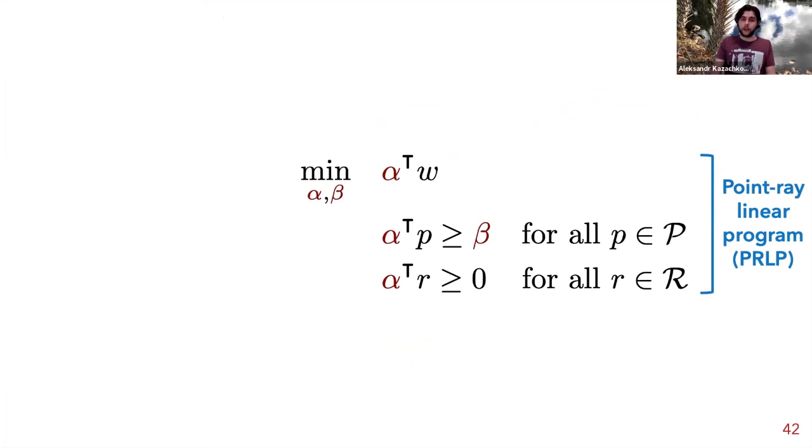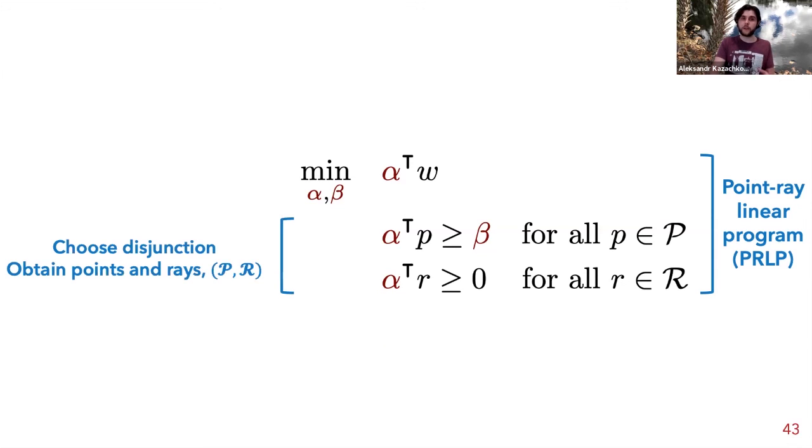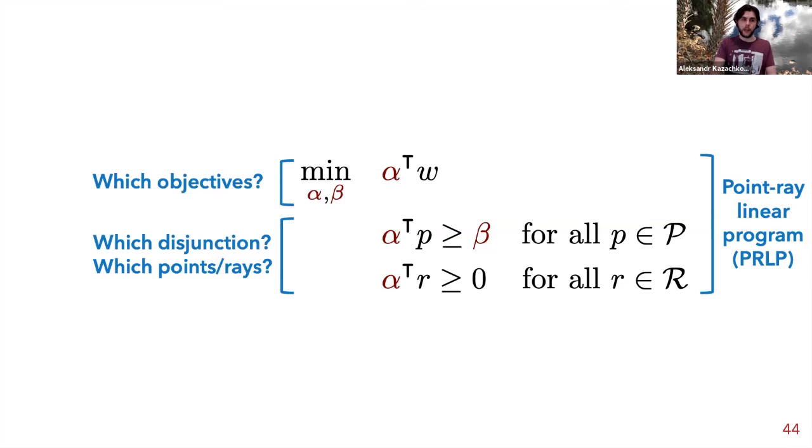We're going to put this together into a big system, and we're going to call this the point-ray linear program, where the solutions alpha, beta are going to be cuts. And instead of using all of the vertices and rays, we're just going to say that there's a system defined on a set of points and a set of rays. And in order to use this system, this PRLP, we have several things we have to do. We have to first choose a disjunction, and then obtain that set of points and rays for that disjunction. And then we're going to solve that PRLP for various objectives and we're going to get cuts. And that kind of gives an outline of our paper.